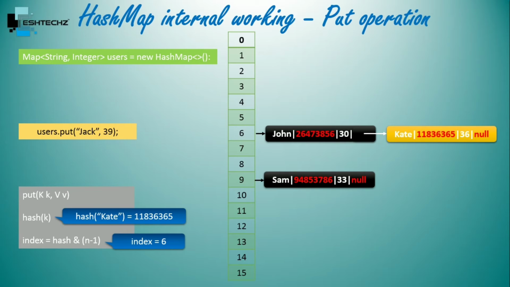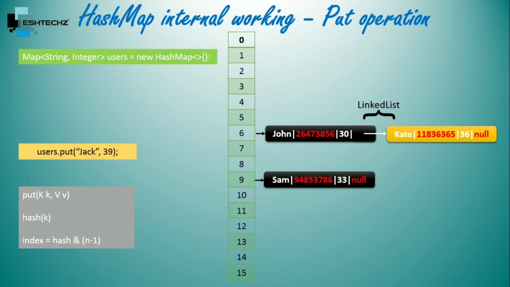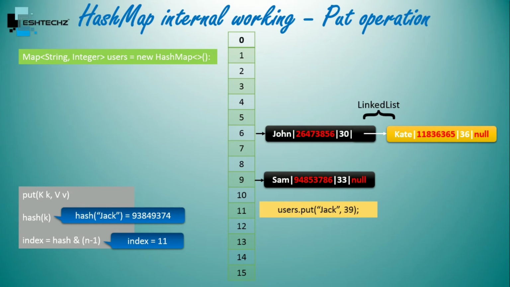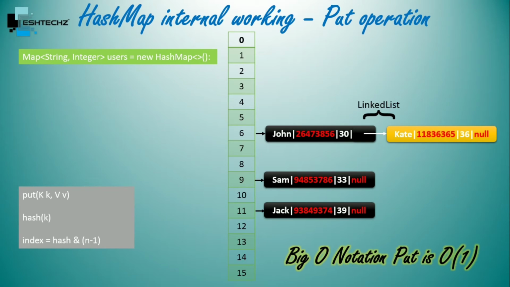So if two objects get the same index, that is known as collision. And this is a linked list. Now let's put Jack. And for Jack, let's say the hash is this, the index is 11. It will put Jack at the 11th bucket. Now this is how the put operation works. The big O notation of the put operation is O(1).